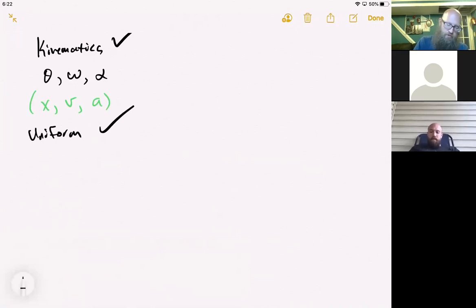And for uniform motion, we had a constant omega. The new thing there was now we've got a centripetal acceleration that causes that. But we haven't talked yet about dynamics. And what I mean by that is Newton's second law.